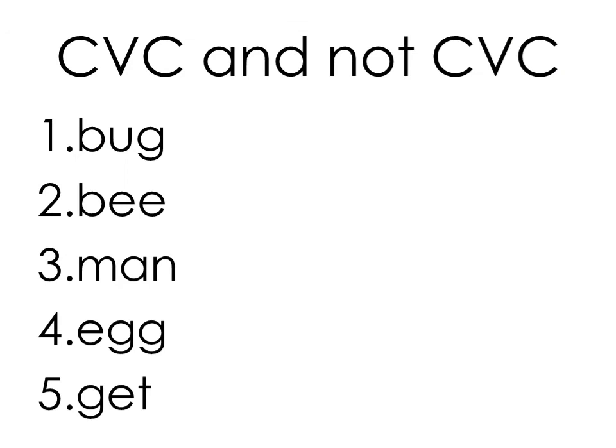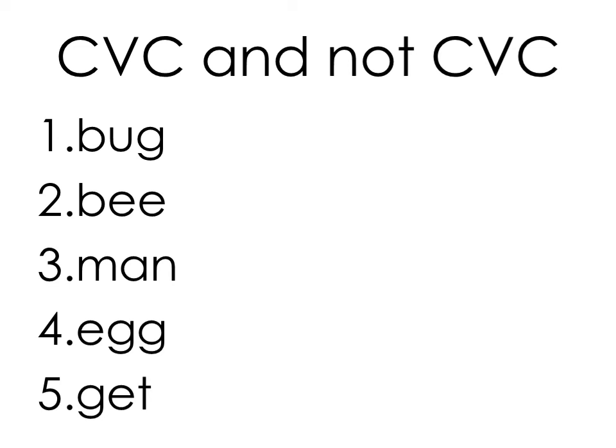Excellent. So now we are going to identify if the examples are CVC or not CVC. The first one we have bug. The second one we have bee. The third one we have man. The fourth one we have egg. And then the fifth one we have get. Now, in your notebook, just copy 1, 2, 3, 4, 5, and then answers only. You're going to answer is it CVC or not CVC. So that's your choices, okay? The first one we have bug, second bee, third man, 4 egg, and 5 get.